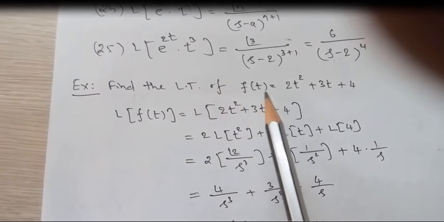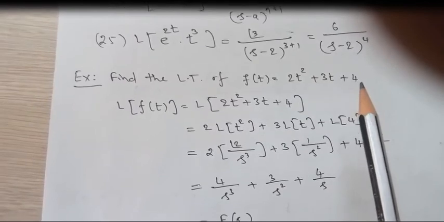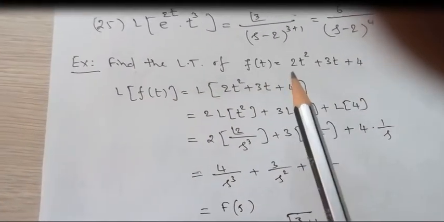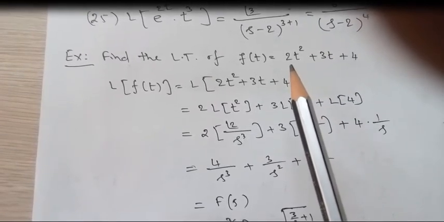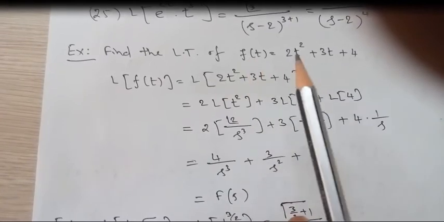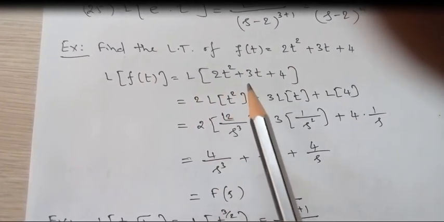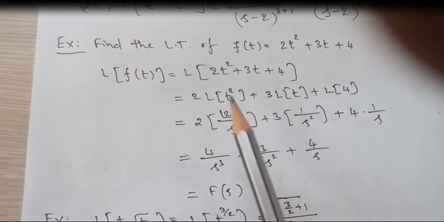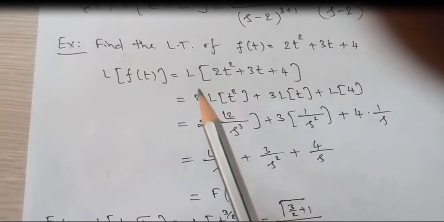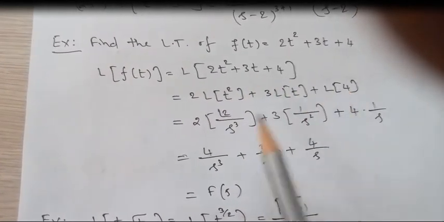Find the Laplace transform of f of t equal to 2t square plus 3t plus 4. Our object function is a polynomial in t, that is 2t square plus 3t plus 4. Operating L on both sides, L of f of t is equal to L of 2t square plus 3t plus 4. By the linearity property, L of 2t square plus L of 3t plus L of 4.